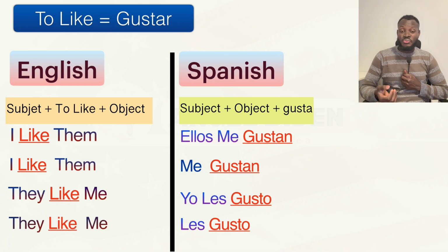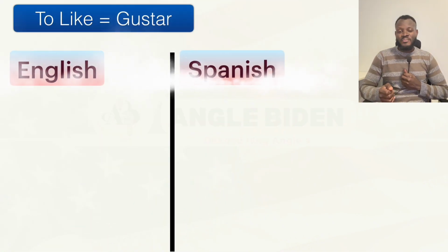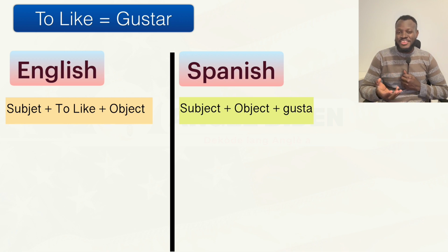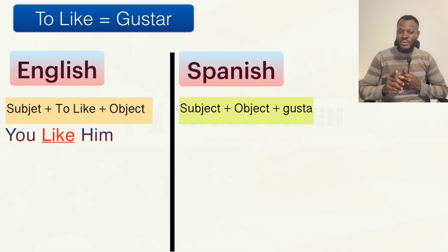Les gusto. Be careful, because if you cross it by accident, you're saying something completely different, and you can accuse somebody, cause serious issues in a relationship. So be careful. I like them, ellos me gustan. I like them, me gustan. They like me, yo les gusto. They like me, les gusto. You might even be offensive with this verb if you don't pay attention to what you're saying. But it's going to be by ignorance, but be careful. With this, you know all those tricks, so you don't get in trouble, okay?